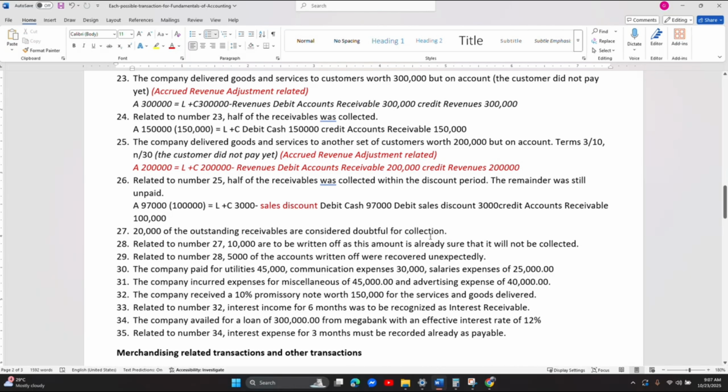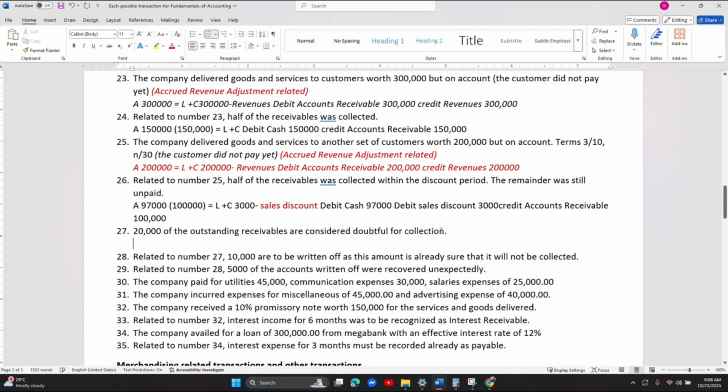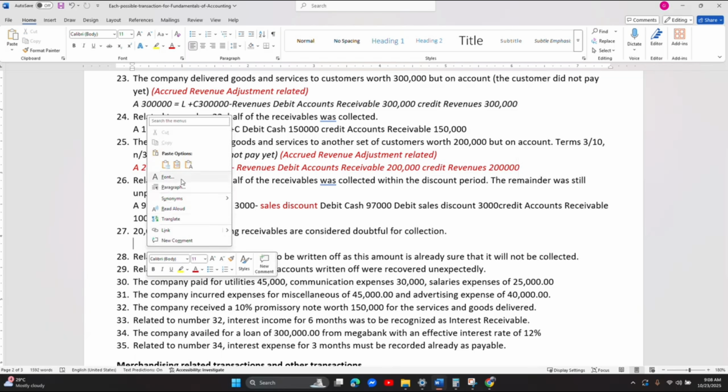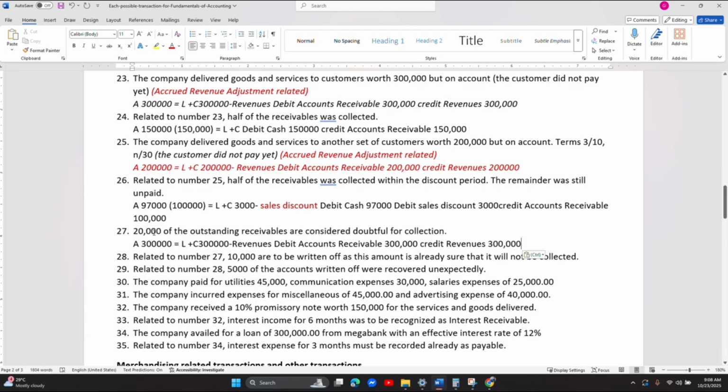Okay? Now let's go to number 27. 20,000 of the outstanding receivables are considered doubtful for collection. So that means if you analyze the assets, it will actually affect the accounts receivable. Okay? So what will happen? Let's copy this and change the amounts to suit number 27. 20,000 of the outstanding receivables are considered doubtful for collection. What will happen is the doubtful will be a deduction to the asset, particularly accounts receivable.